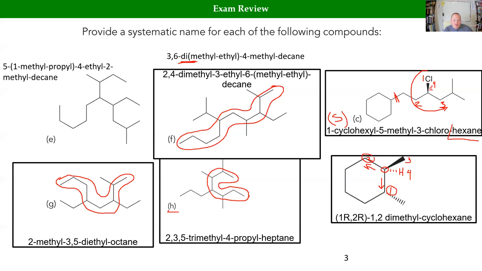So then you get 1, 2, 3, with the hydrogen out of the picture because it's going into the board. So when you draw your arrow, you're going clockwise. So R. Did that answer your question?